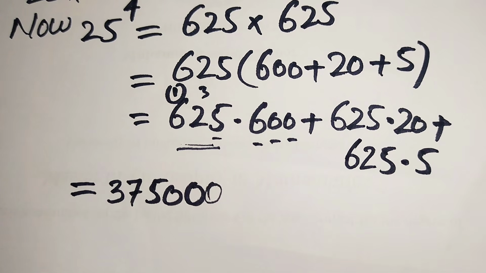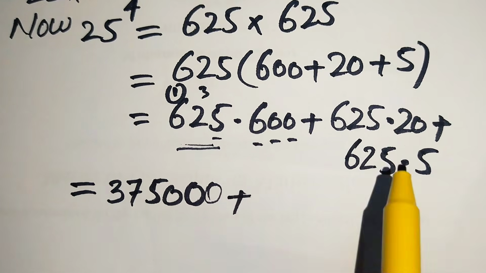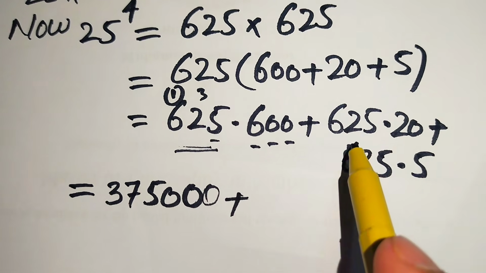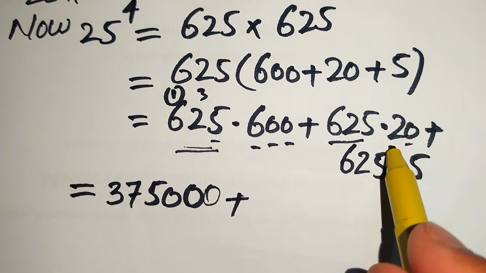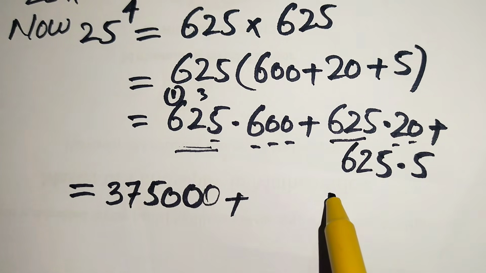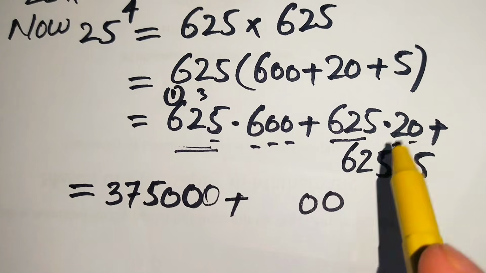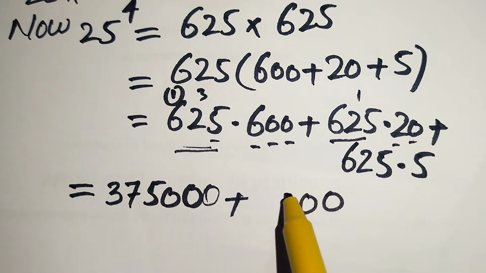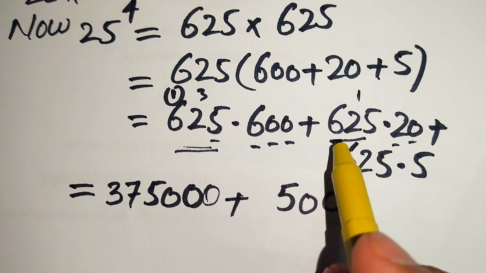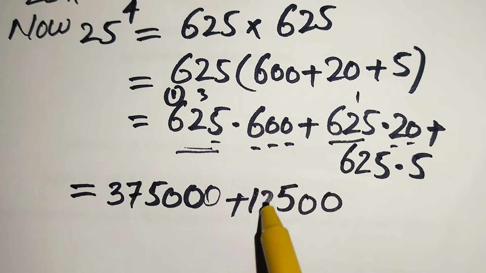So in the same pattern we multiply 20 with 625, and here this is a one digit number and this is a two digit number. 0 times this number becomes 0, and 2 times this number: 2 5s are 10, we write 0 and carry 1, 2 2s are 4, 4 plus 1 becomes 5, 2 6s are 12.